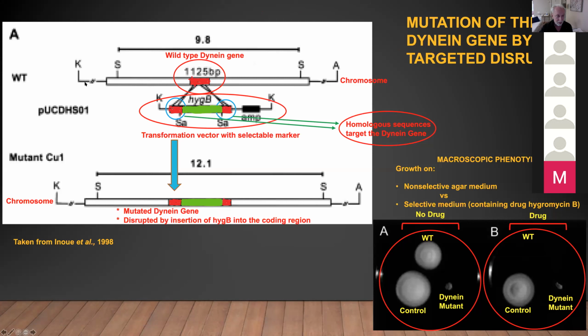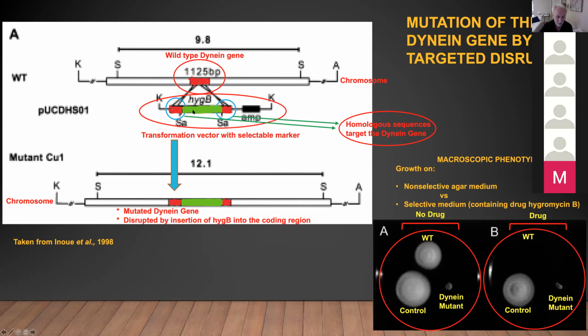So at the top here, the top bar, this is very complicated. Don't let it blow you away. I copied this out of Satoshi's paper and then tried to point out what's important here. So this top open bar is a chromosome. And on this chromosome, I colored here in red, is the Dynein gene. And we knew that because of the sequence.